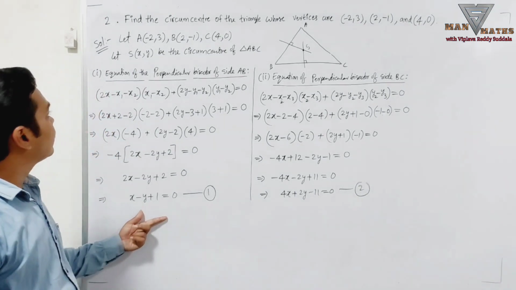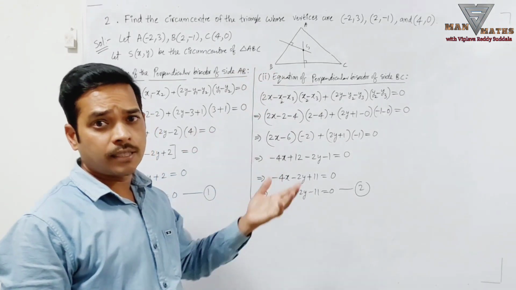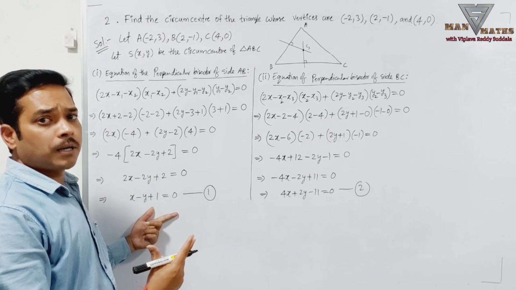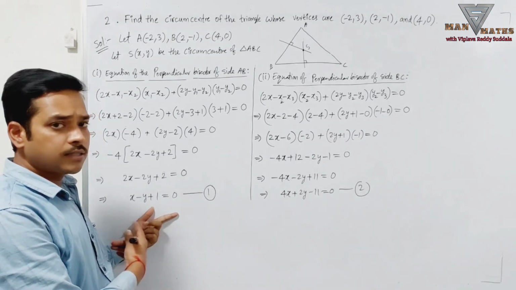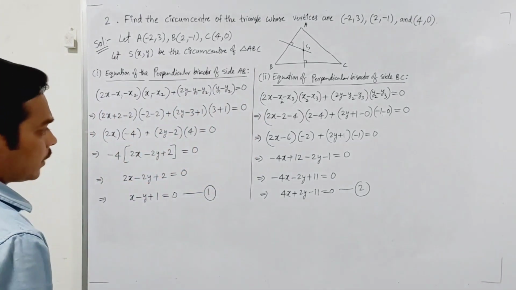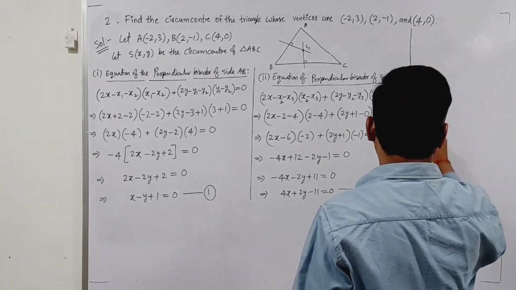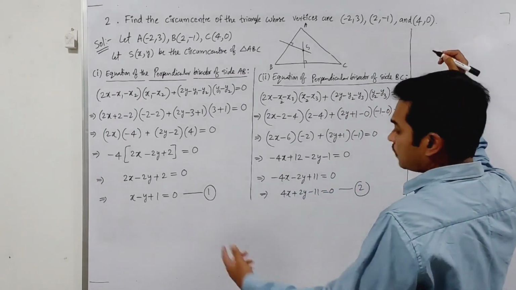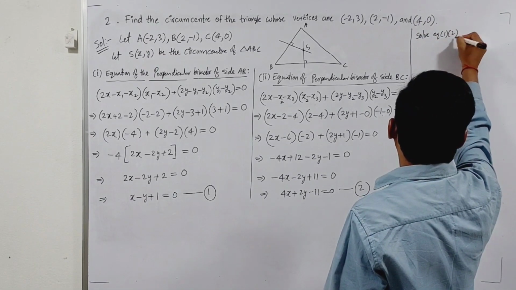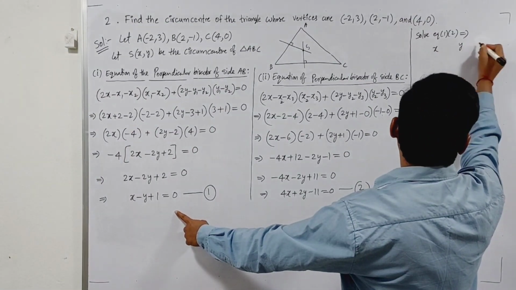The first equation is the equation of the perpendicular bisector of side AB. How to find the circumcenter? Circumcenter is nothing but the point of intersection of any two perpendicular bisectors. We have the first equation and second equation. Now solve these two equations by using the cross multiplication (x-y) method or the elimination method. Solve equations 1 and 2. What is the first equation? Here, apply the cross multiplication method.